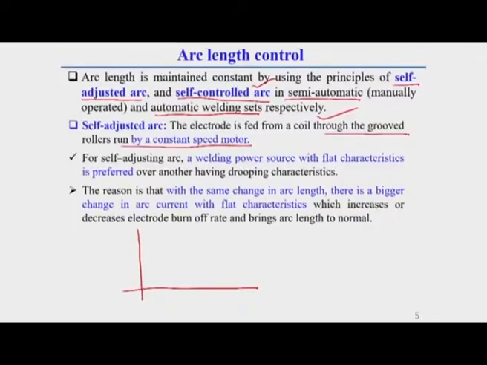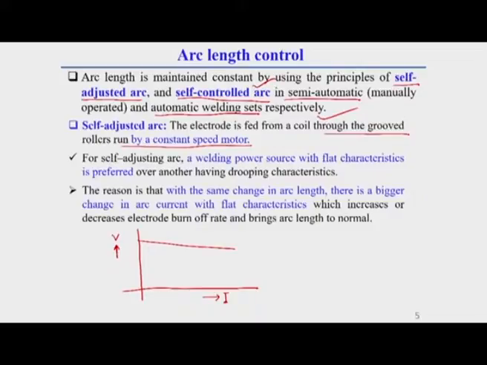Here you see, in case of power source characteristic, we observe the current and voltage. This self adjusted arc is used in case of a flat characteristic power source, in the sense that the power source characteristic is flat in nature.